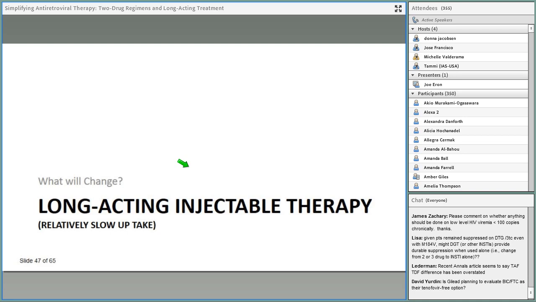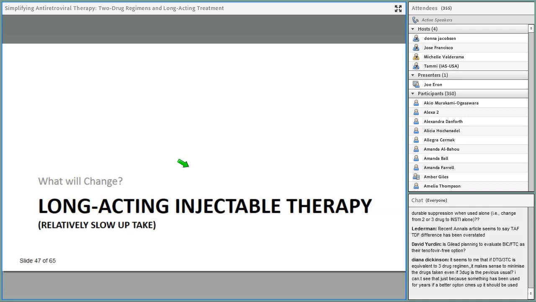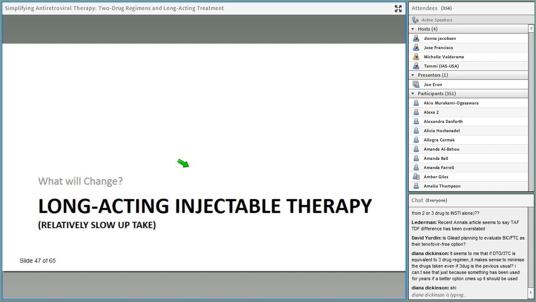There are data. There's an Italian study. People are looking at archived DNA that seems to show that people can stay suppressed even if they have archived M184V and dolutegravir 3TC. But I feel like that's not a risk I need to take because that's a relative minority of patients. I wouldn't go looking for M184V, but I certainly wouldn't give a viremic patient with M184V, dolutegravir, and 3TC.